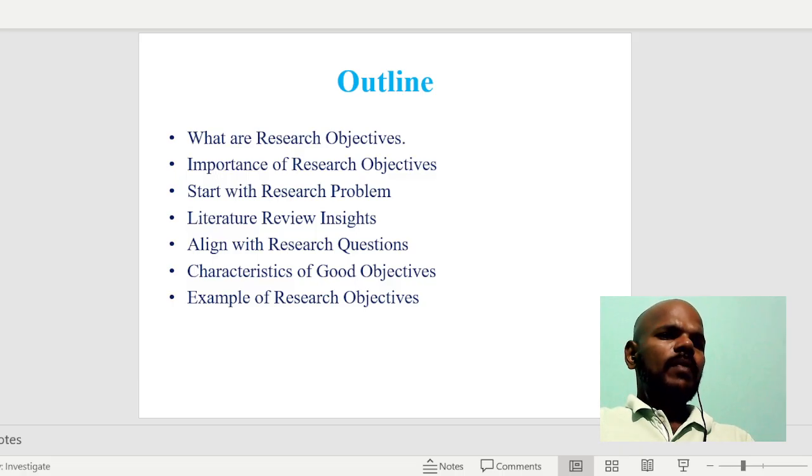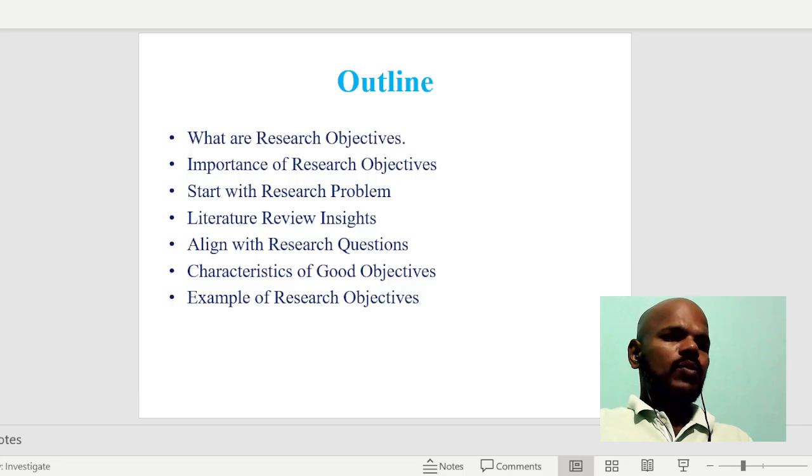First of all, you must know what a research objective is. That is the first agenda of today's session. Then, the importance of research objectives, how to start with a research problem, and literature review insights. What is the importance of literature review, right? If I have not done the literature review but want to find research objectives, whether it is possible or not, we will discuss in the importance of literature review.